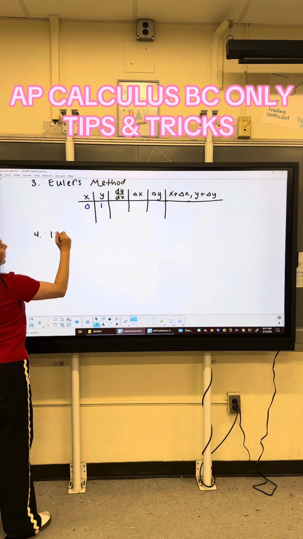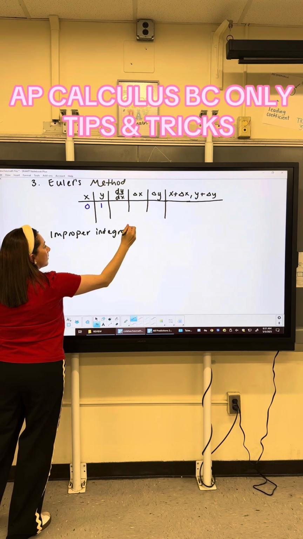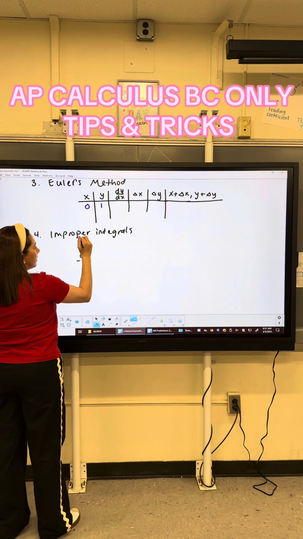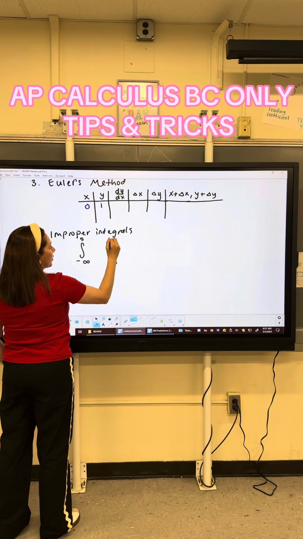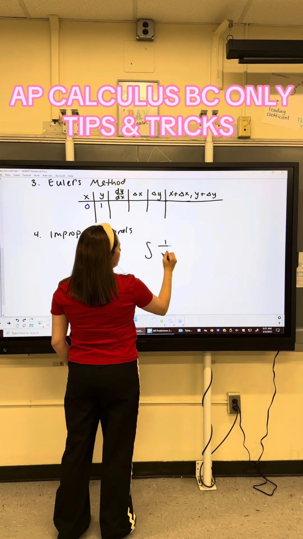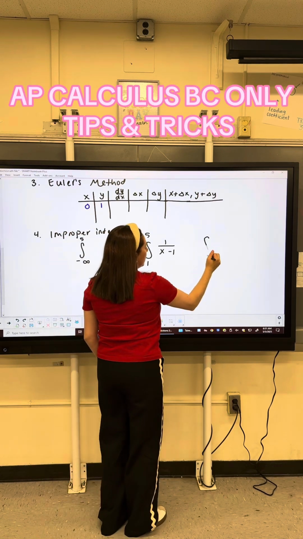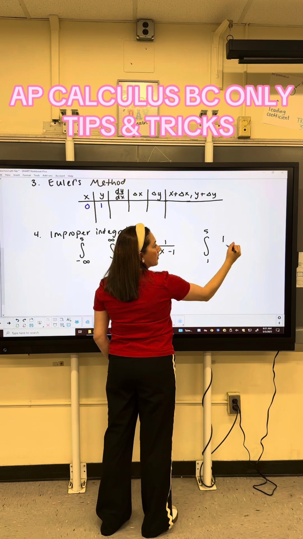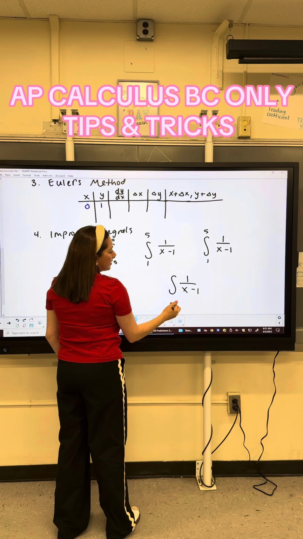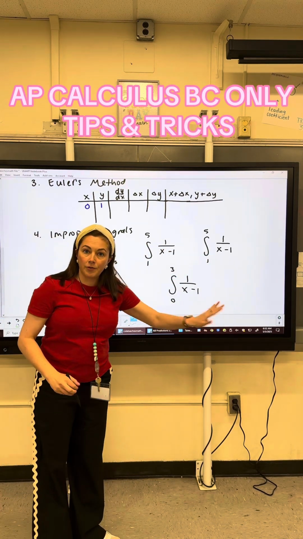All right, next thing. Improper integrals. You need to be familiar with integrating from negative infinity to a number, and from a number to infinity. You also need to be familiar with, check out this question. We're discontinuous at 1, that's improper. Here's another one where I'm discontinuous at the other bound. And then here's one where I'm discontinuous somewhere in the interval. So all of these on the board are improper integrals.